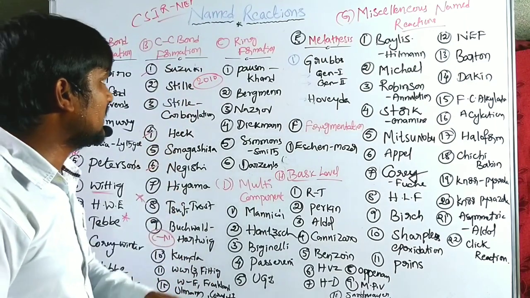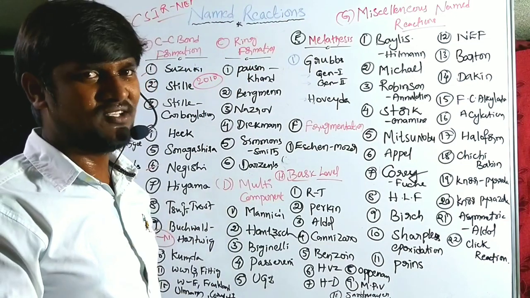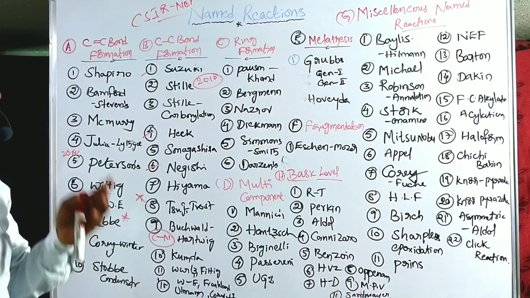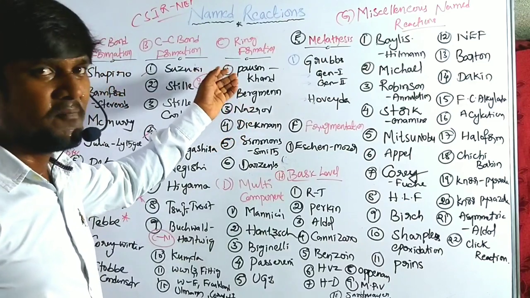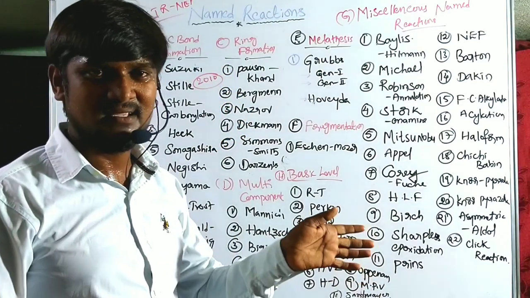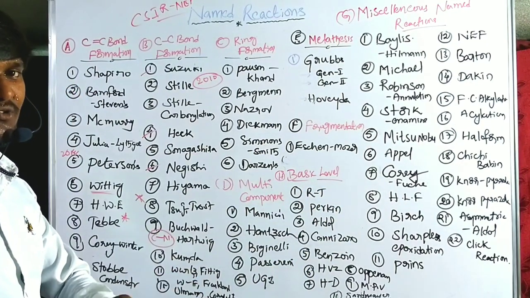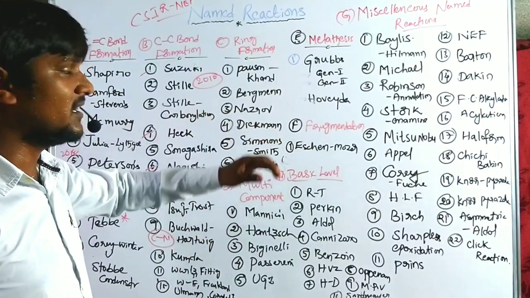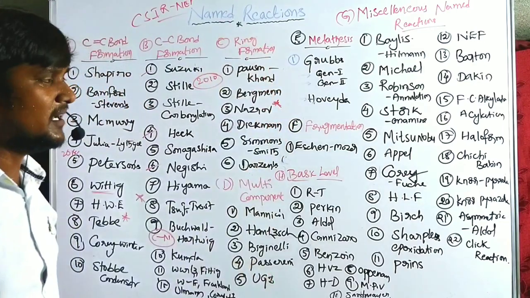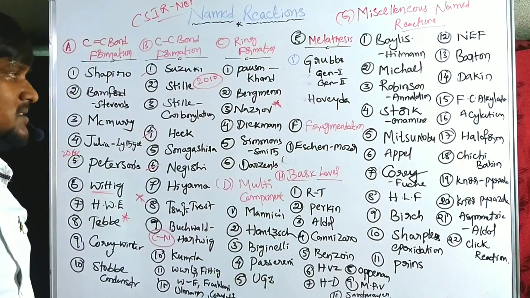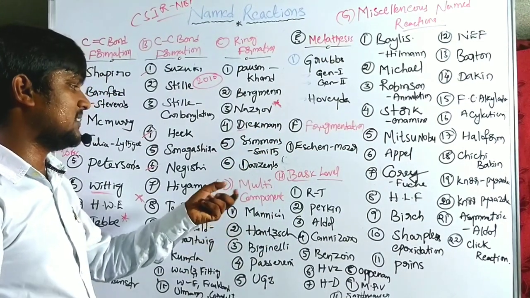Now the third category is ring formation reactions, which is also very helpful for CSIR. Many questions came from this category in 2018 and 2019. They are asked regularly. These include the Pauson-Khand cyclization and Bergman cyclization, which I think was asked in June 2018, December 2018, or June 2019 in CSIR. Then the Nazarov cyclization, which is a very helpful stereochemical reaction, also used in pericyclic reactions like conrotation and disrotation. Now the Dieckmann cyclization, which is also known as a basic-level reaction.